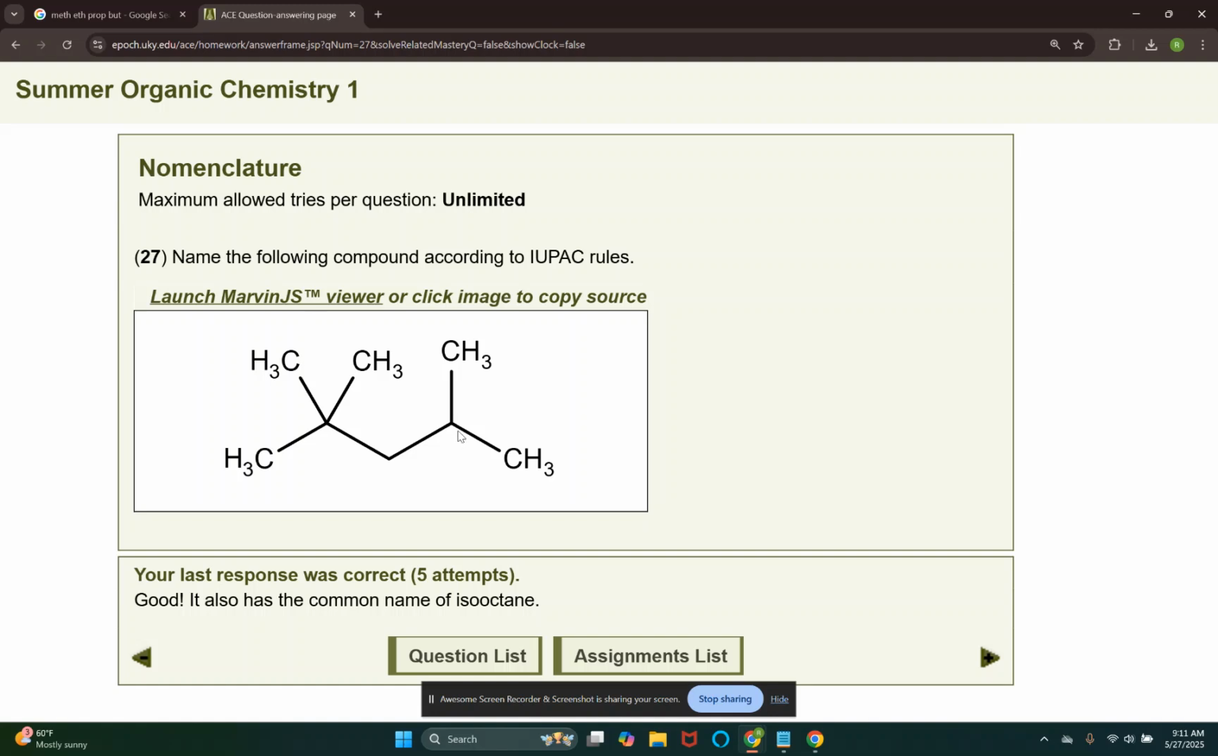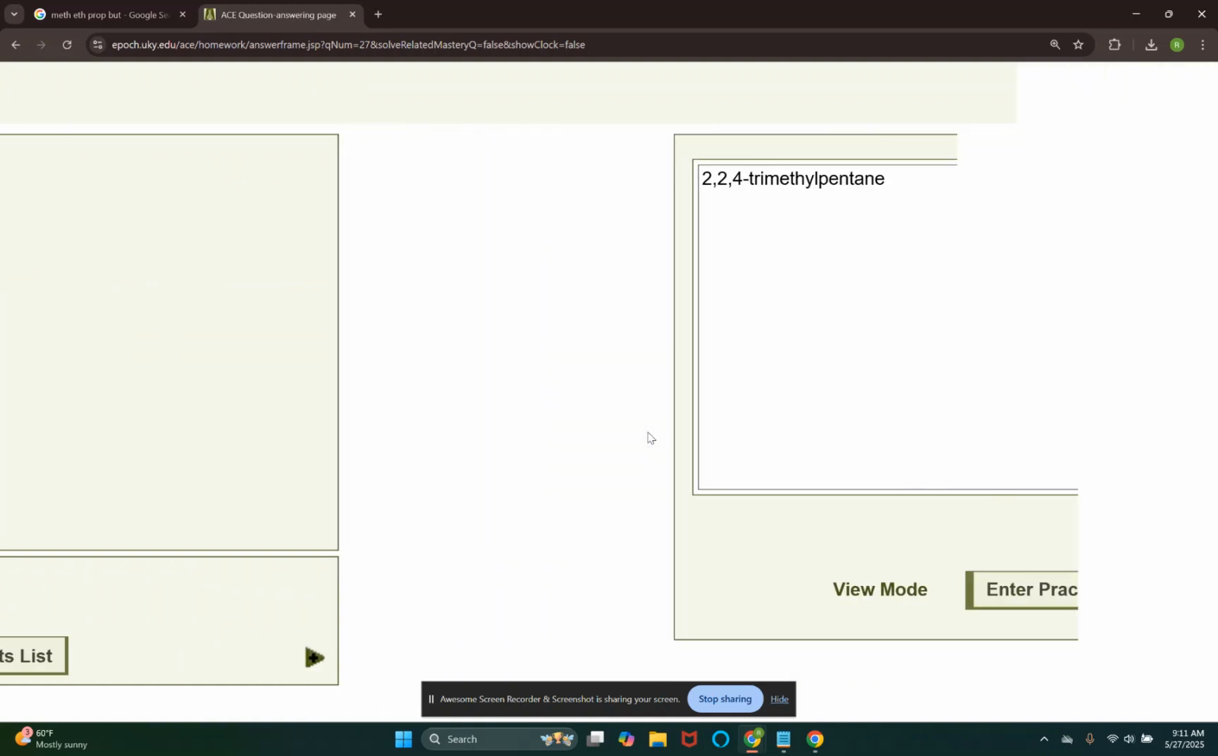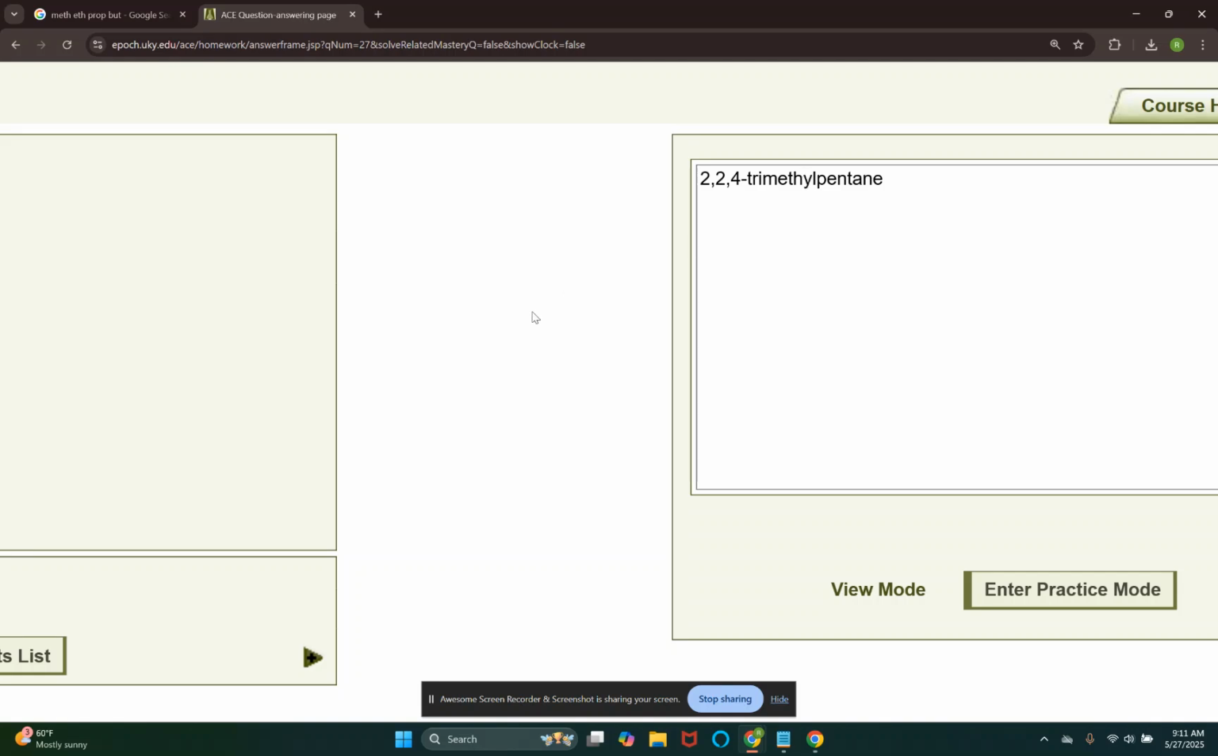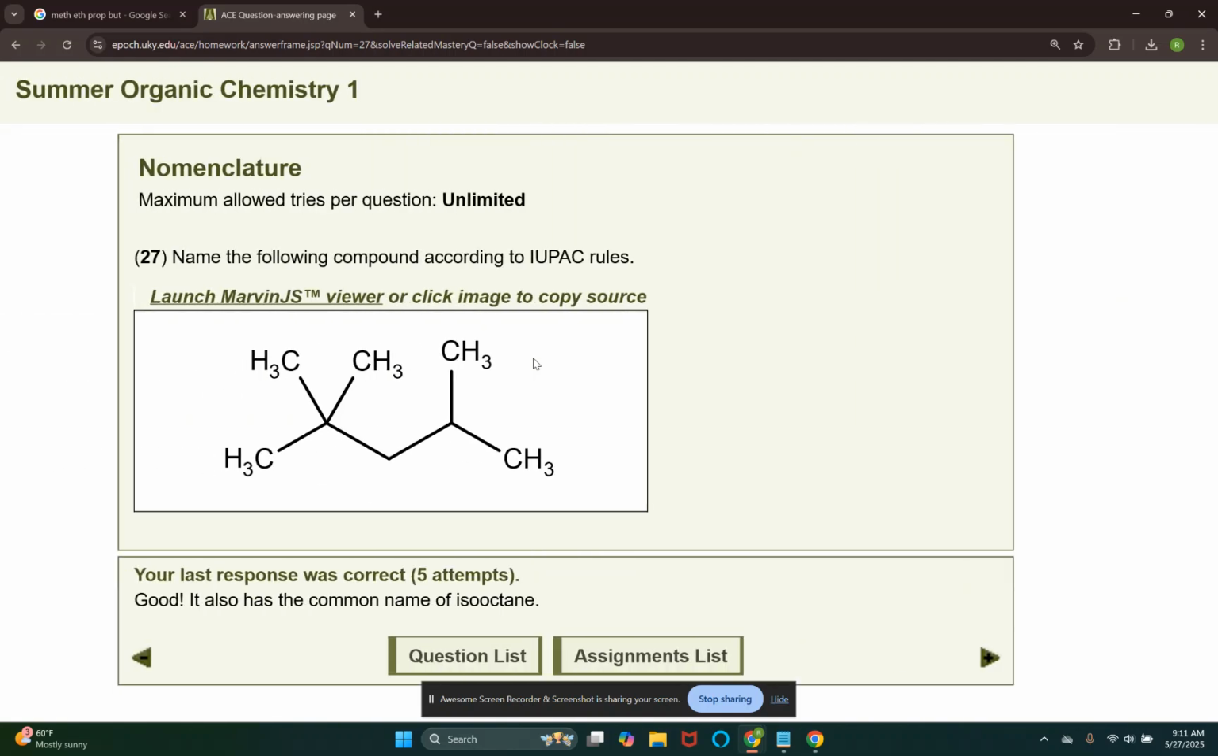So we have two methyl groups on 2, and we have 1 on 4. So basically what we can do here is we know we have a tri because we have 1, 2, 3. We know they're methyl, so it's a trimethyl. So we have 2, 2, because they're both on carbon 2, 4. 2,2,4-trimethylpentane. And if you go over here, that is the correct answer.